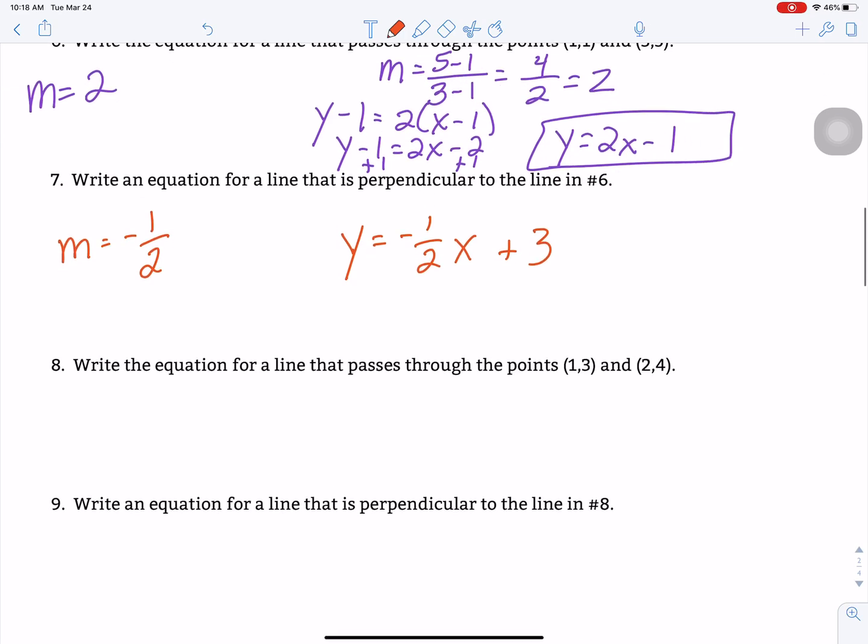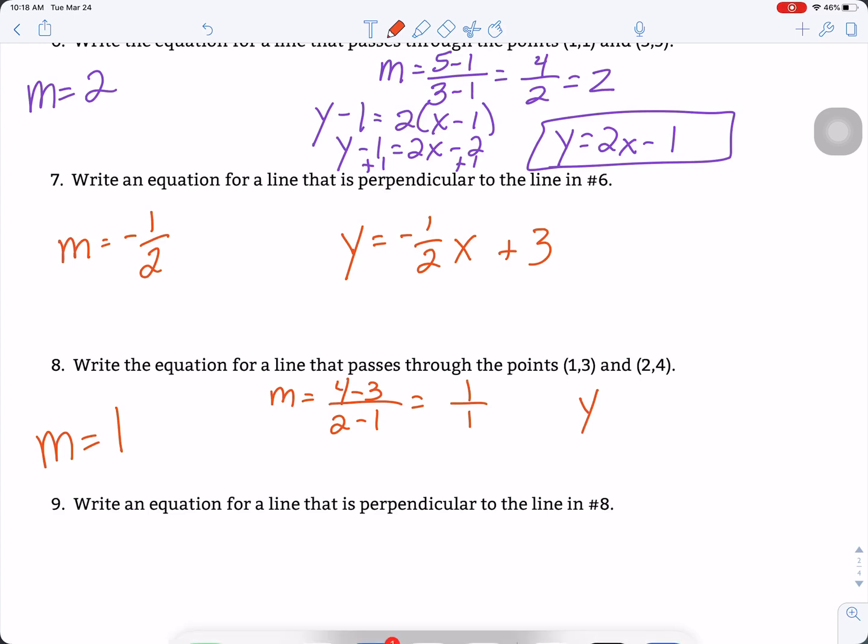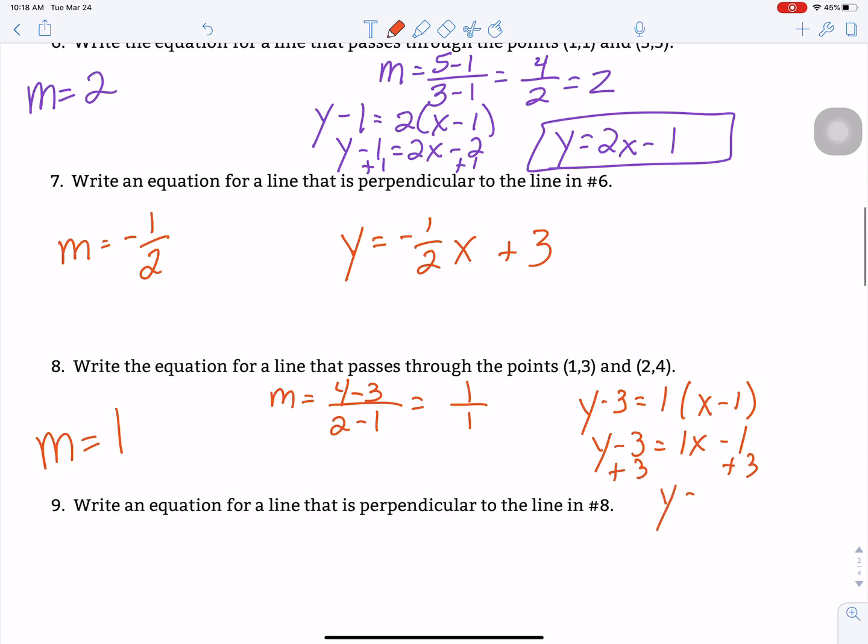The next one's kind of that same idea. So the first thing I'm going to do is come up with my slope. So 1 over 1. And then writing that equation, y minus 3. I'm just picking one of the 2 points. It does not matter which one of those points. So 1x minus 1, adding 3 to both sides. Y equals 1x plus 2.